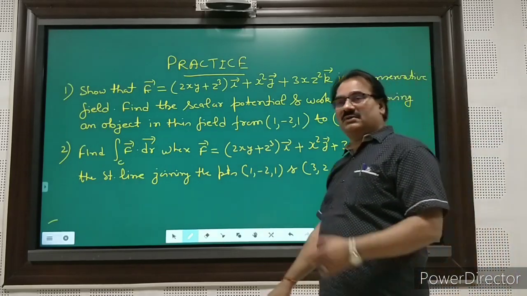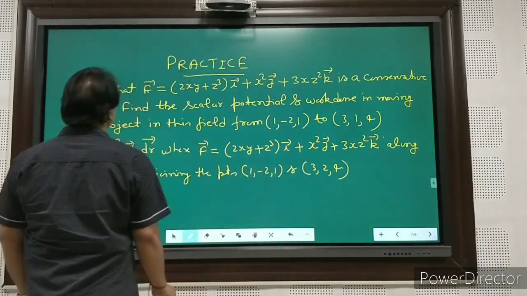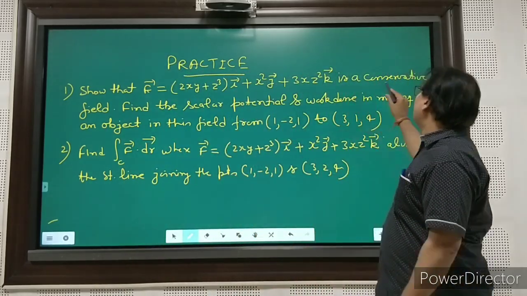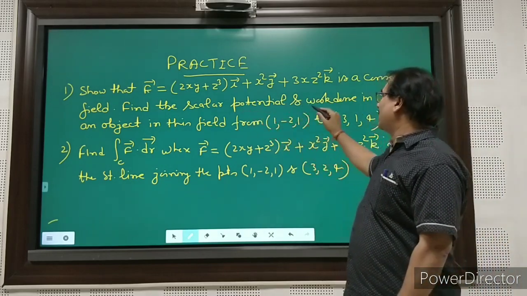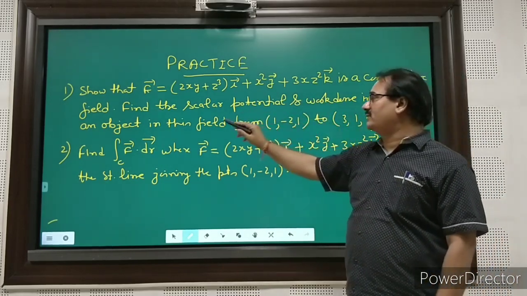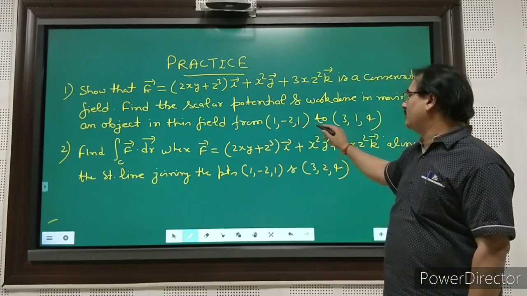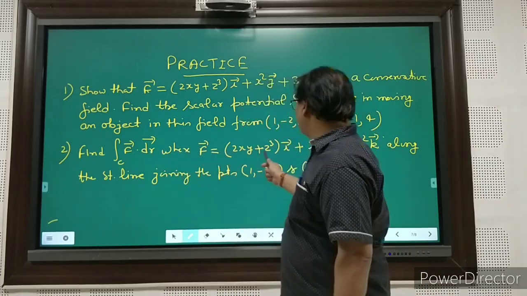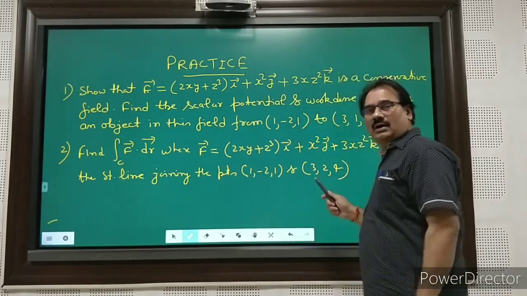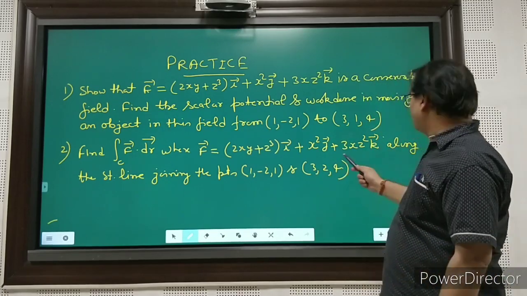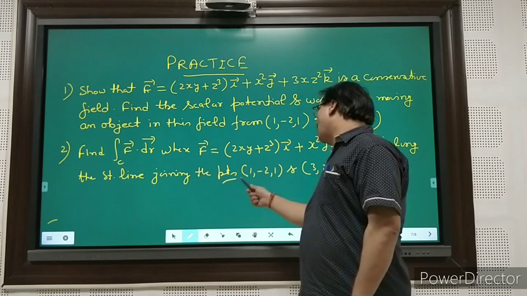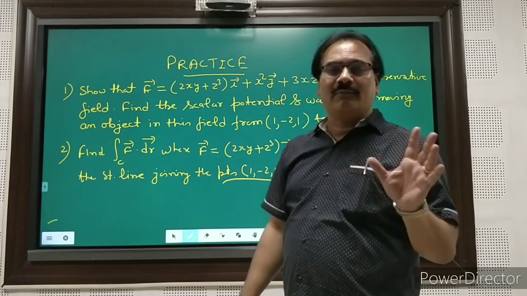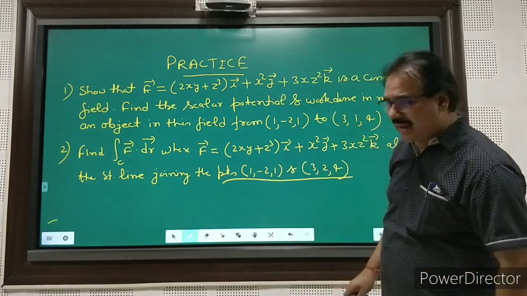Now for practice, please go ahead with these two problems. The first is to show that vector F is 2xy plus z cube i plus x square j plus 3xz square k is a conservative field, and find the scalar potential and the work done in moving an object in this field from (1, -2, 1) to (3, 1, 4). The second problem is a little bit different: integral of F dot dr, where F is as I have discussed in the presentation, along the straight line joining the points. Besides these two problems, do at least 5 more problems from a book of your choice. You can practice on line integrals.